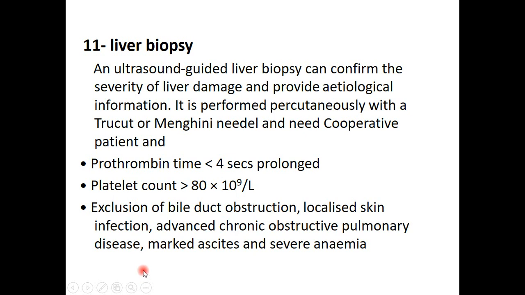He could have bleeding, and he could have biliary peritonitis, especially when there is biliary obstruction. So you have to exclude biliary obstruction before doing the procedures. You have to exclude, for example, massive ascites also before doing the procedures. If the patient has severe and advanced COPD or severe anemia, it's not advisable to do a liver biopsy.